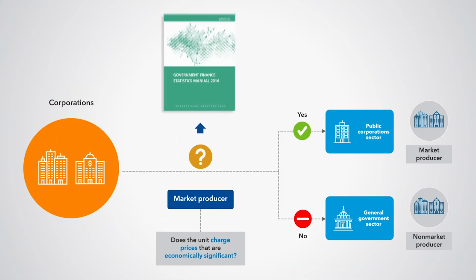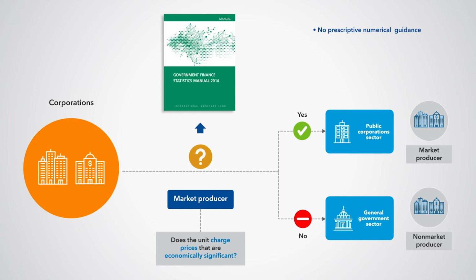The GFS only provides general guidance on what constitutes an economically significant price. It does not provide prescriptive numerical guidance or a test to determine whether a price is economically significant or not, and thereby whether a given unit is a market producer.